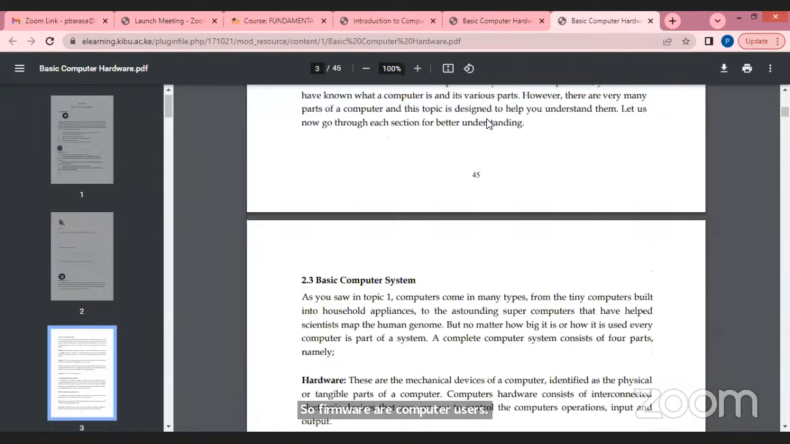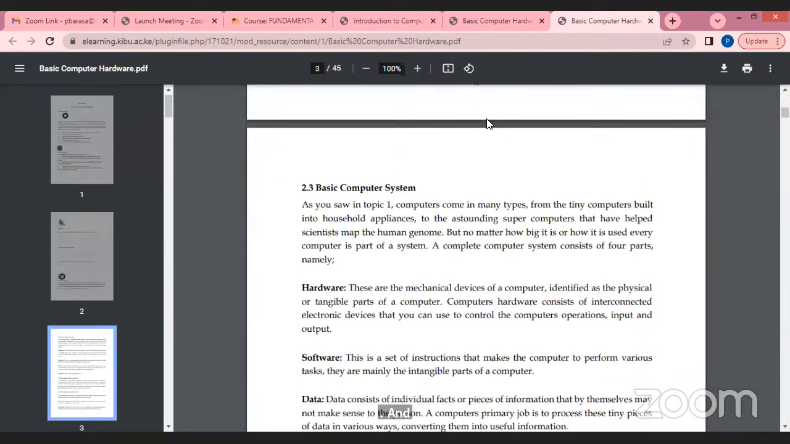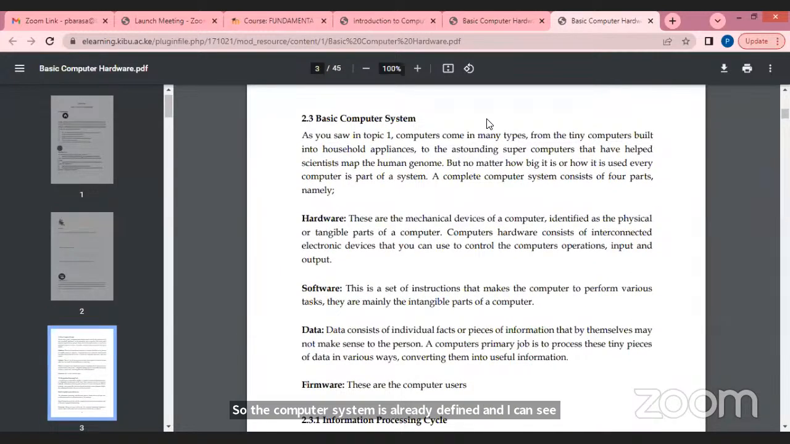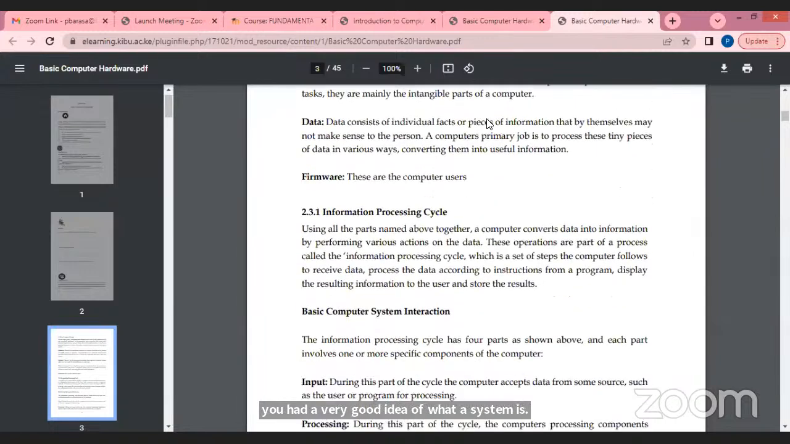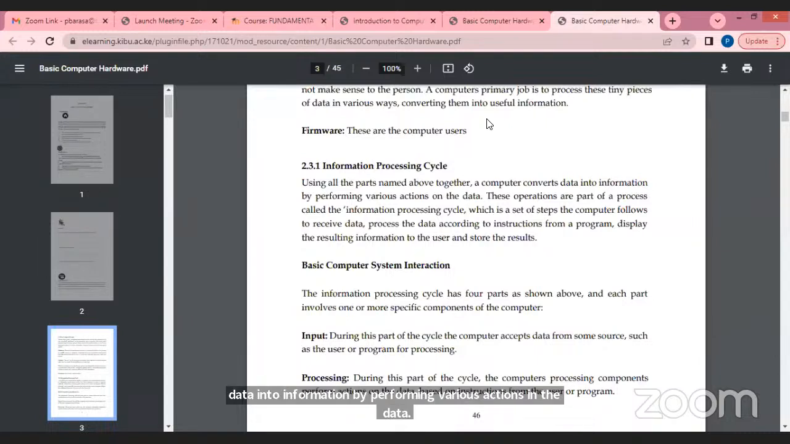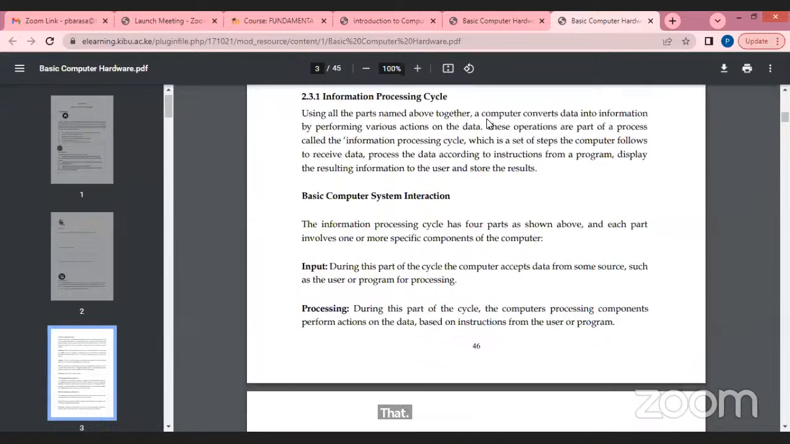So you need to know this, and it's very important. The computer system is already defined, and I can see you had a very good idea of what a system is. That's the hardware, we have the software, and these are the parts of our computer system. So let us look now at the information processing cycle. Putting all the parts named above together, a computer converts data into information by performing various actions on the data. These operations are part of a process called the information processing cycle, which is a set of steps the computer follows to receive data, process the data according to instructions from a program, display the results, bring information to the user, and store the results.